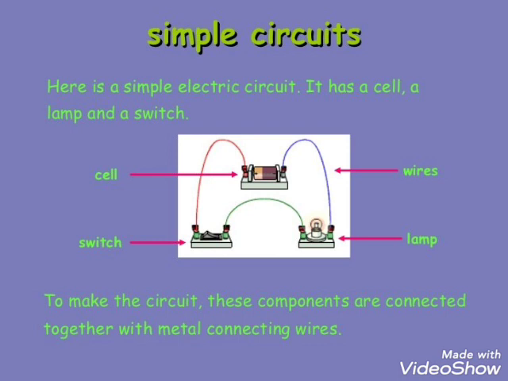So we have simple circuits. Let us try to understand in simple language. Here is a simple electric circuit. It has a cell, a lamp and a switch. And you can see the cell, the switch and the wires are connected and the lamp is connected. To make a circuit, these components are connected together with metal connecting wires. When we switch it on, then electricity will pass and the lamp will glow.